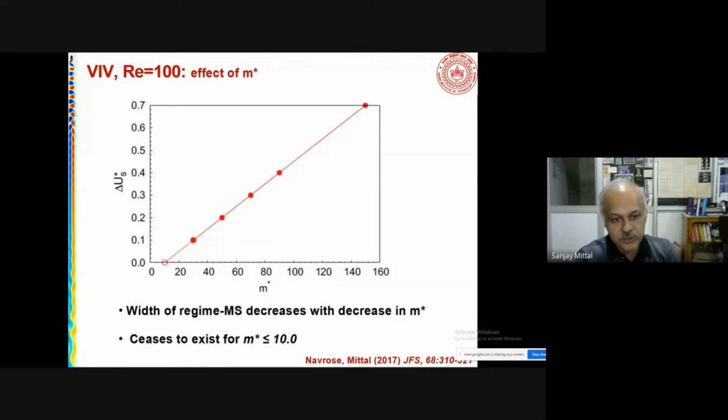So just to show you what happens to the width of the regime with multiple solution, it seems to increase linearly with M star. But of course, it cannot go on forever. So at some point, of course, it would saturate. But we have not been able to pursue that. Maybe somebody should.